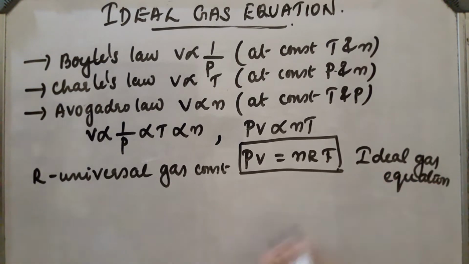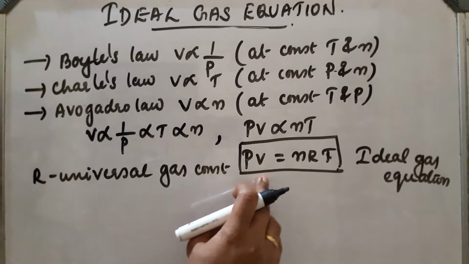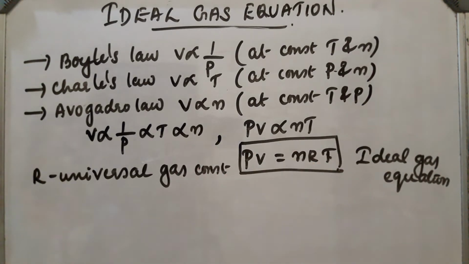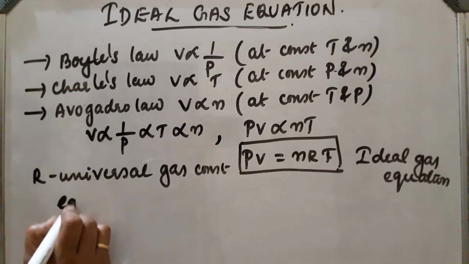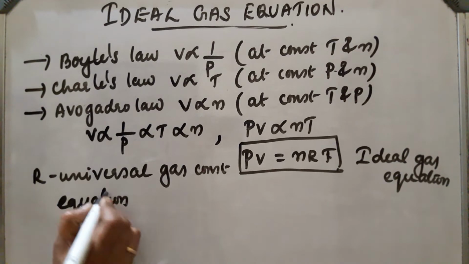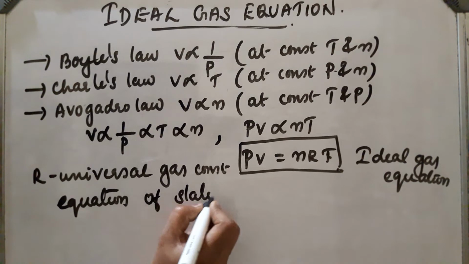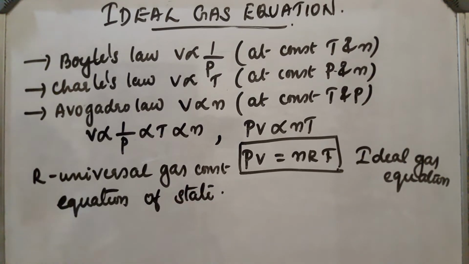Now this ideal gas equation contains four variables: pressure, volume, the number of moles and temperature T are the four variables present in this equation, and this equation describes the state of any gas. So it is also called the equation of state.